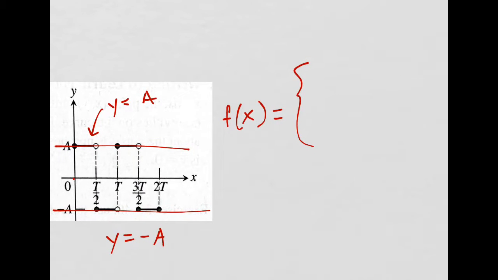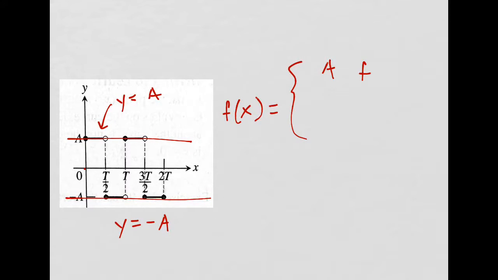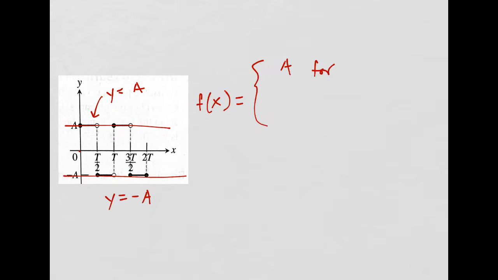So, I know that f of x will act like y equals A. I don't include the y equals part because I have f of x equals already. So A, for x in between 0 and t divided by 2. So 0 and t over 2. I include 0 because this is a closed circle, and I do not include t over 2.